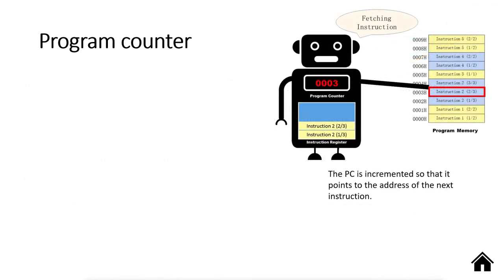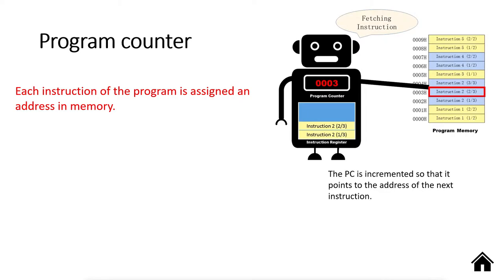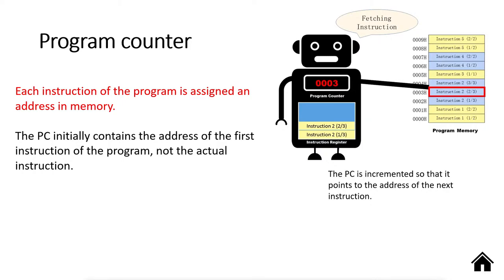Now, the program counter, I like to think of it like this. The program counter keeps track. Now, every time that we take the program counter instruction and pass it to the memory address register, we increment the program counter by one. So it moves down to the next instruction. So each instruction of the program is assigned an address in memory. The program counter initially contains the address of the first instruction of the program, and not the actual instruction itself. It only points to the address. And then we send the memory address register to that address to actually find it.